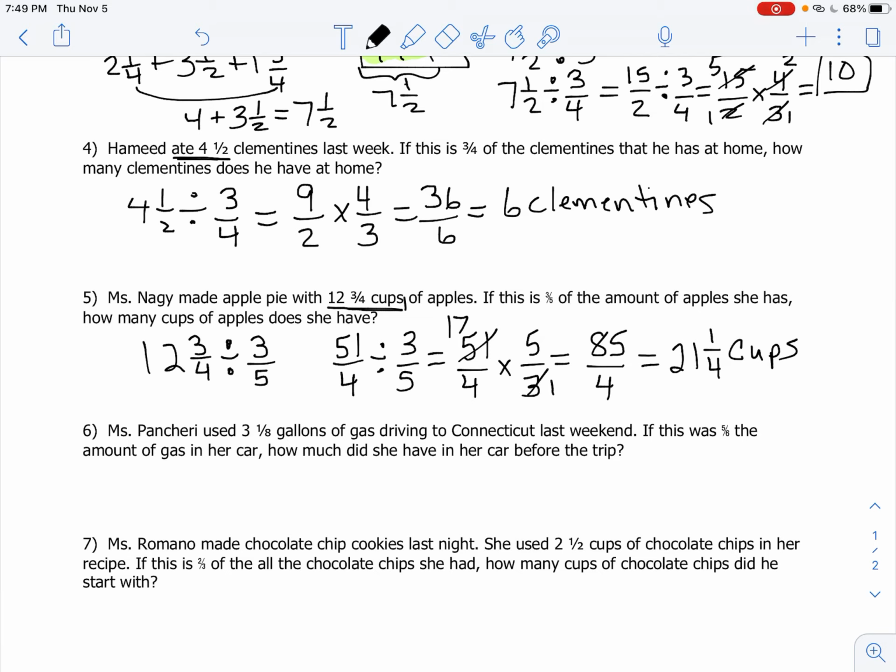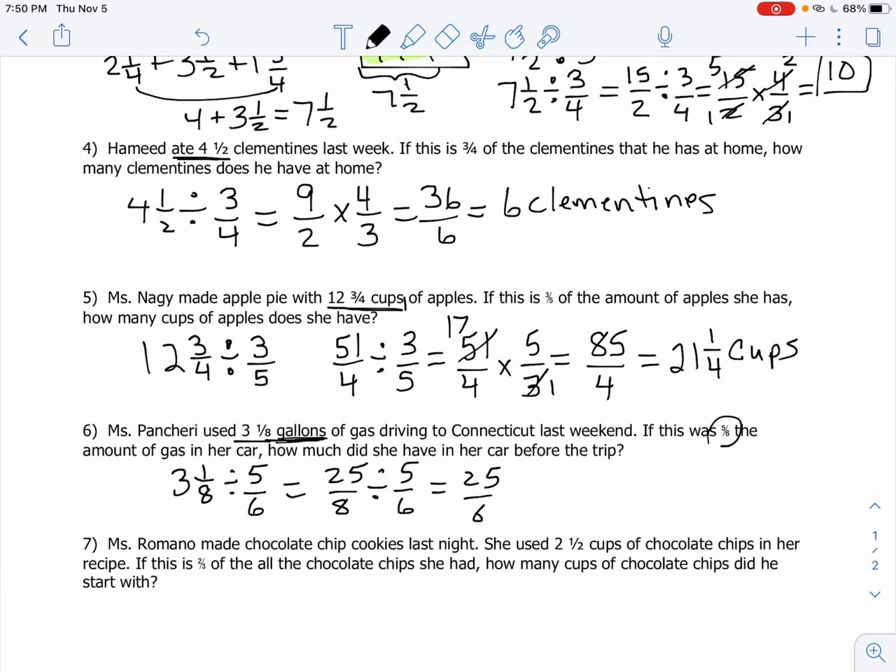Number 6, Miss Panchera used 3 1/8 gallons of gas driving to Connecticut last weekend. If this was 5/6 of the amount of gas in her car, how much did she have in her car before the trip? Okay, so we're going to take the amount that goes with the units, 3 1/8. And we're going to divide that by the part that it represents, 5/6. So 3 1/8 is the same as 25/8. We're going to divide that by the 5/6.